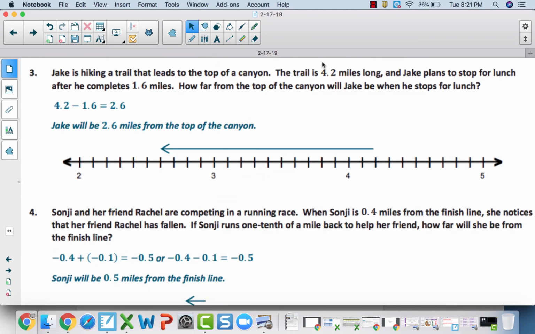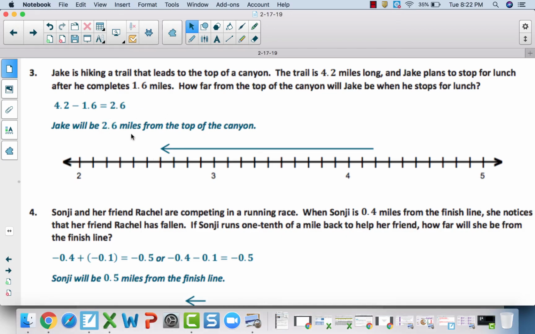For C, the trail as a whole is 4 2/10 miles long, and he plans to stop after he completes 1 6/10. So basically we have kind of a straightforward subtraction problem: 4 2/10 minus 1 6/10. Now, subtracting is the same as adding a negative. So this equation is really the same as 4 2/10 plus negative 1 6/10. So basically the arrow would start at the tail end at 4 2/10 and it would go to the left 1 6/10 and end up at 2 6/10, meaning Jake will be 2 6/10 miles from the top of the canyon.